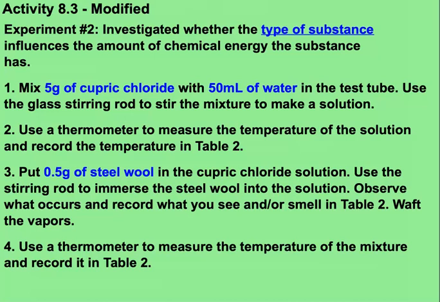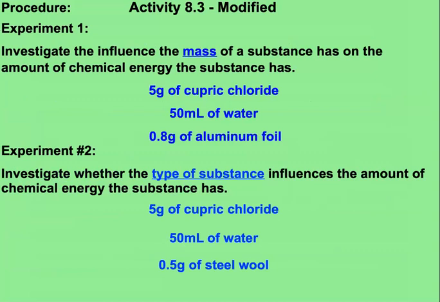And so you can see here, this is what we used in our activity. The first time we did this activity with activity 8.1 modified, remember we used 0.5 grams of the aluminum foil. So we are making a comparison here by saying, what happens if we increase the mass of the substance? What does that do to the amount of chemical energy and therefore the amount of thermal energy? And then in the second part of this experiment for activity 8.3 modified, we're going to say, what if we switch the substance type from aluminum foil to steel wool? We're going to use the 0.5 grams of steel wool to compare to our 0.5 grams of aluminum foil in activity 8.1 modified.